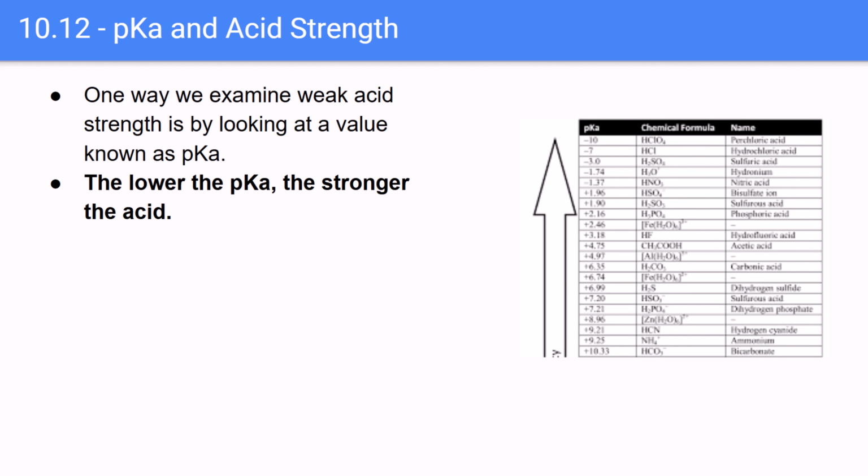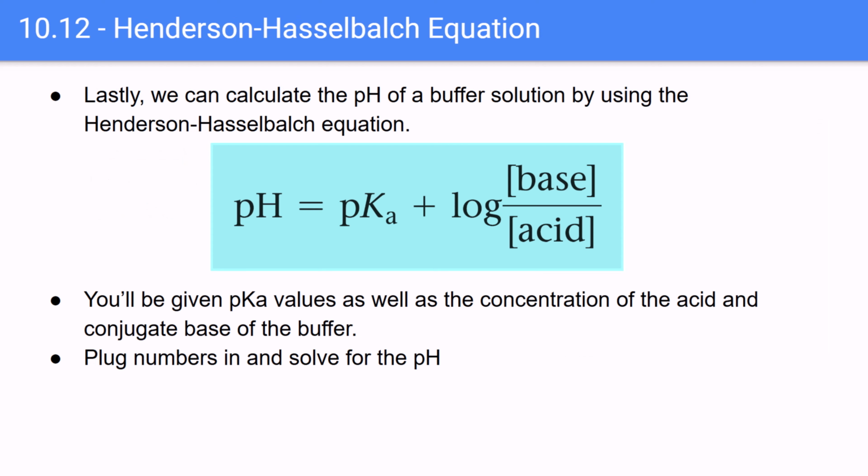Another way that we can look at relative strengths of acids is by looking at what's called the pKa. We won't spend a lot of time talking about pKa. It's the negative log of a Ka value. Ka is an equilibrium constant for an acid. You don't have to worry about it much. Just the lower the pKa, the stronger the acid. Very similar to how you think of pH. The lower the pH, the stronger the acid. The lower the pKa, the stronger the acid as well.